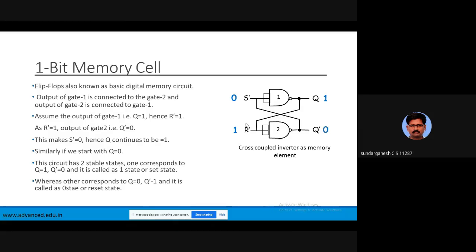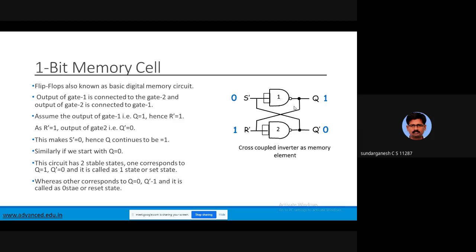So the first basic element is the SR latch. This is an SR latch. This is a NAND gate, and we give an input S dash. We take its output, and that output is taken as input to another gate. Here another input R dash is given. In total there are two inputs for this gate: R dash and Q. For the other NAND gate, one input is S dash and the other input is Q dash. So the output of gate 1 is connected to the input of gate 2, and the output of gate 2 is connected to the input of gate 1.